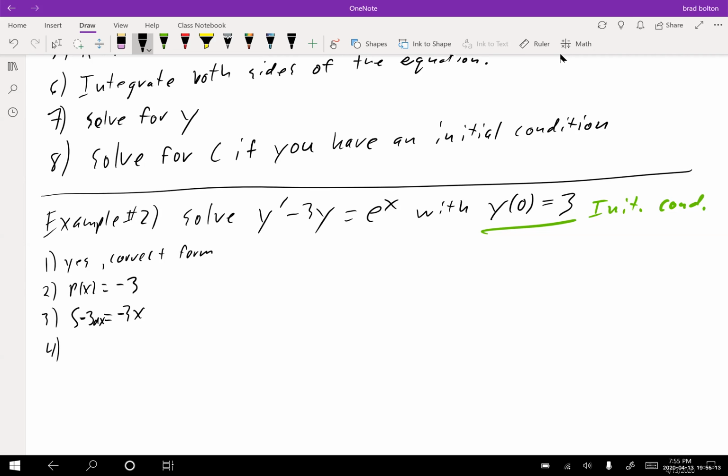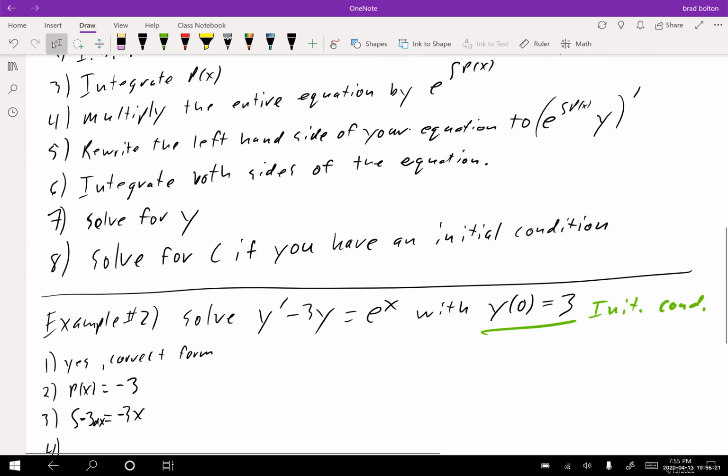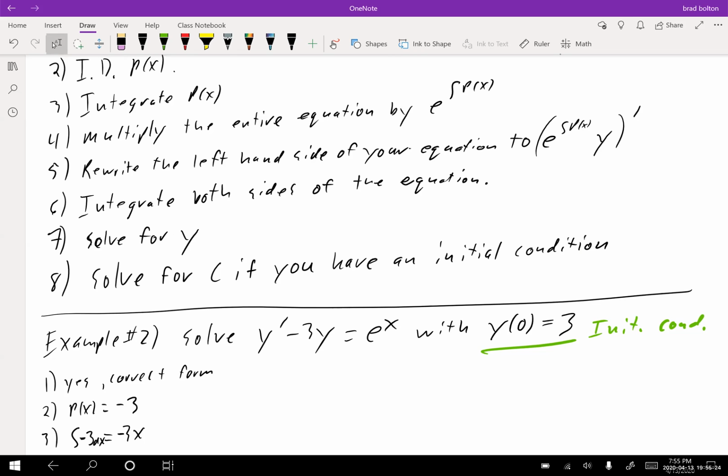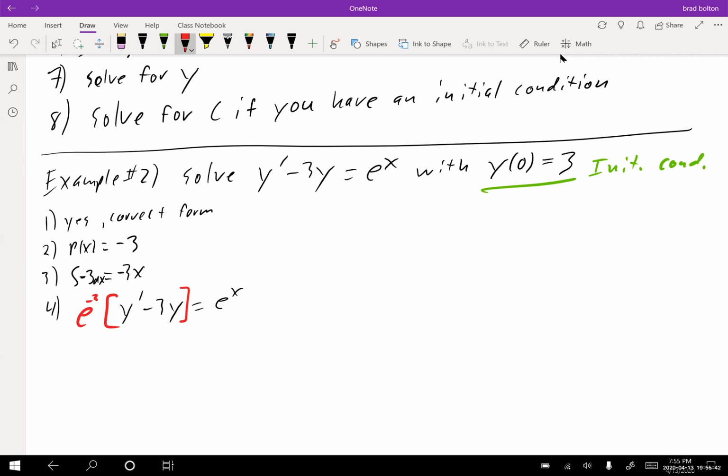So then step 4 says, what are we supposed to do with step 4? Multiply the entire equation by e to the p of x. So whatever we got in step 3, which was -3x, we're going to multiply our entire equation by it. So I'm going to write out y prime minus 3y equals e to the x, and I'm going to multiply this whole thing by e to the -3x, e to the -3x, right? Because that's what I got right here. I got -3x, and it says multiply by e to whatever you got.